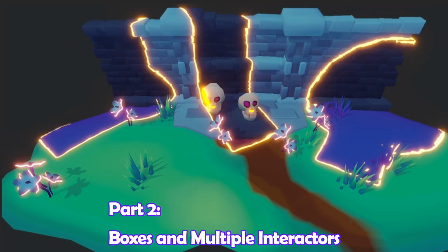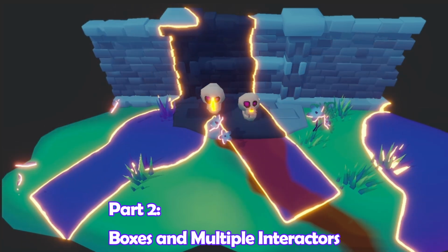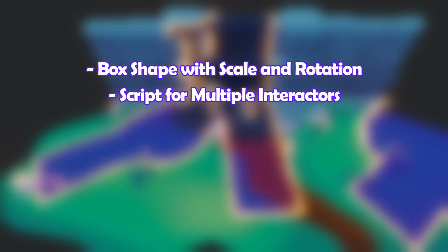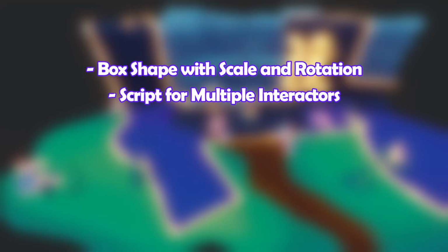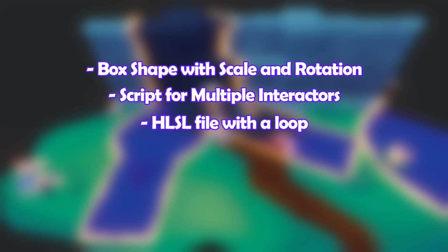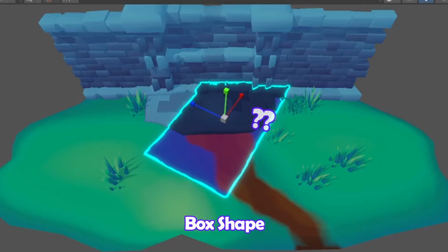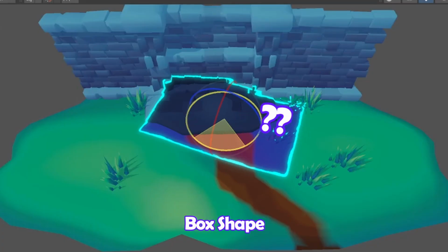Moving on to boxes and multiple interactors. We're going to create a box shape with scaling and rotation, use a script to collect all interactor game objects into arrays, make an HLSL file to loop over these arrays, and create a custom function node in place of the box and sphere calculations. So how do we make a box or cube instead of a sphere?